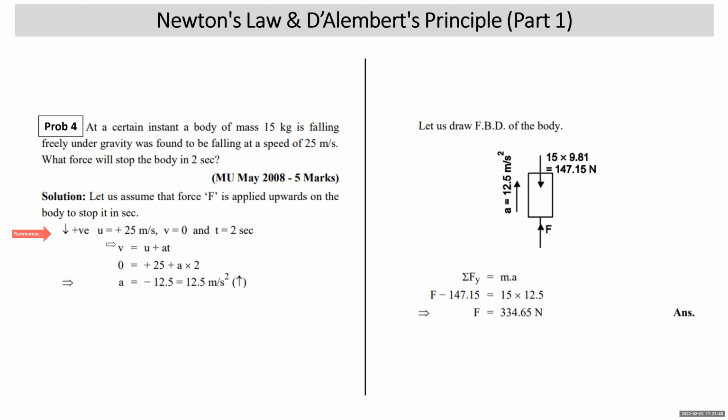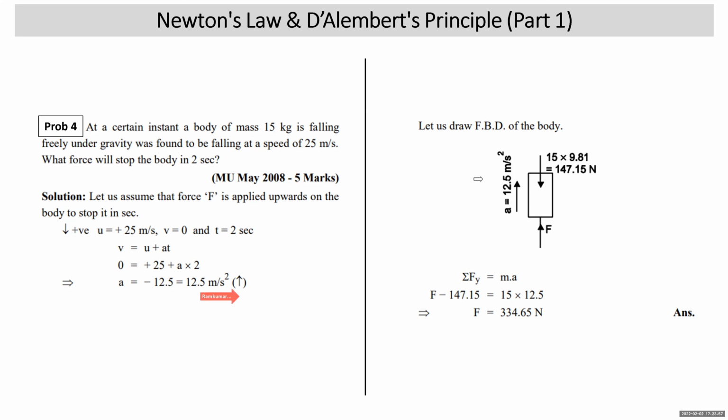Initial velocity is 25, so plus 25, v is 0, t is 2 seconds. Apply v is equal to u plus at, where v is 0, u is 25, and time is 2. So you get acceleration as minus 12.5. Minus 12.5 means it is not in the downward direction. Acceleration of the body will be upward. So it is under retardation.